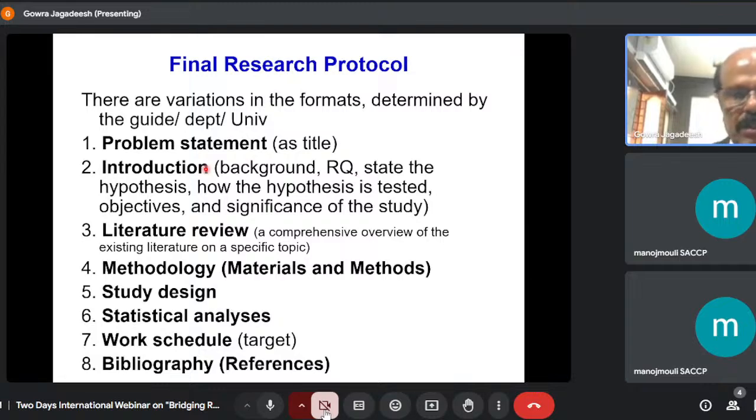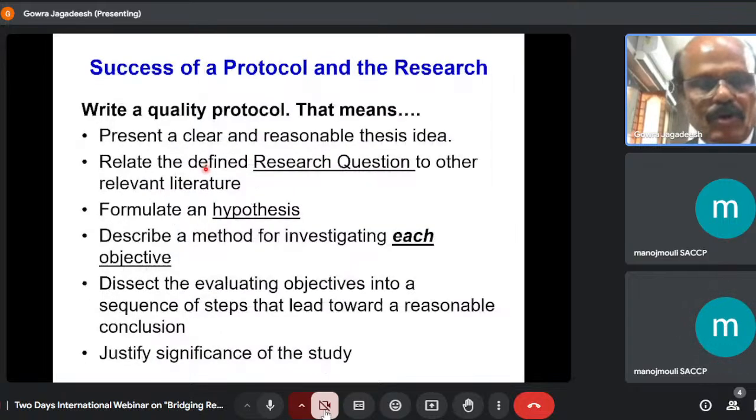So some people list only 2001, 2012 or something like 1995. No, that is not correct. The past 5 years, what work has been done, especially you should add 6 months or 1 year old references. That gives a lot of weightage in your protocol.